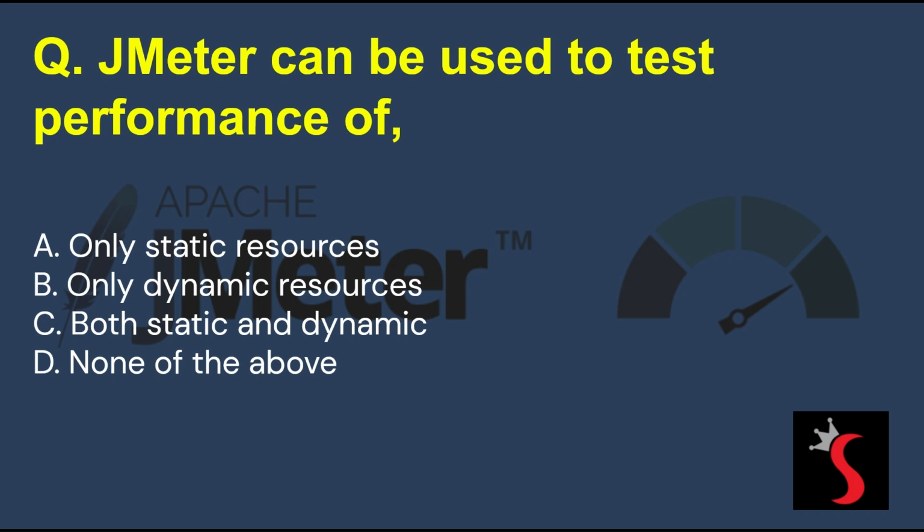JMeter can be used to test performance of: A. Only static resources. B. Only dynamic resources. C. Both static and dynamic. D. None of the above.